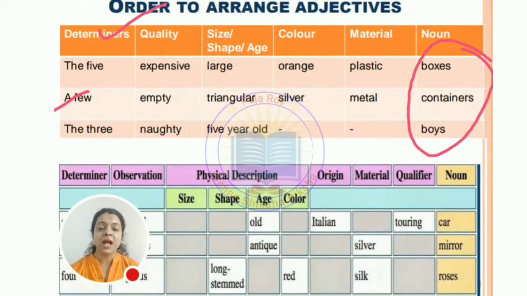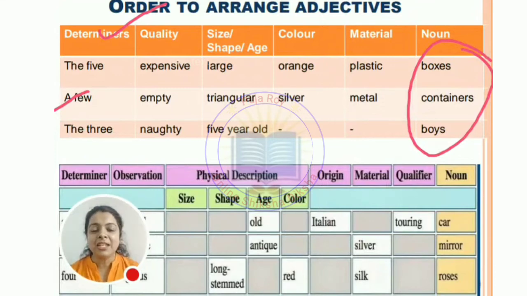Now you see here we have a number of adjectives given: empty, silver, metal, triangular, a few. How to arrange them? If we have the idea of the sequence, that how we should write all these adjectives, then only we can write them. So let's focus on that.